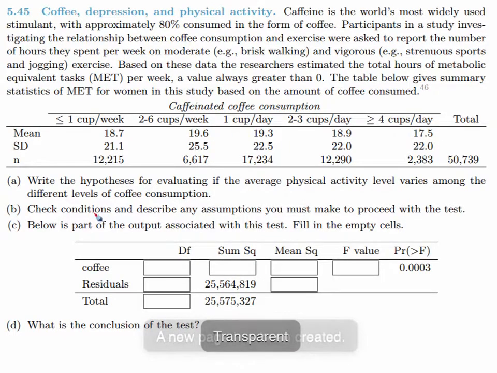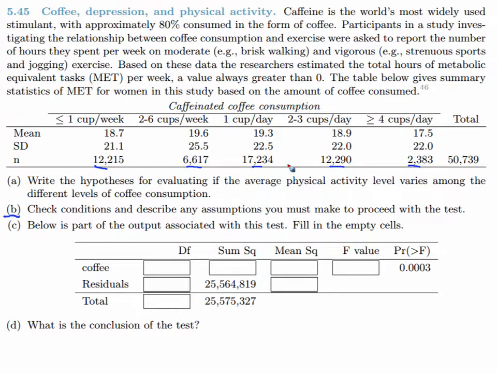It says check the conditions described and any assumptions we make to proceed with this test. Okay, so there are some assumptions that you have to take a look at for ANOVA. One is that each of the populations is approximately normally distributed. As the sample size increases, that condition becomes less and less stringent. We notice we have really good sample sizes here. They're all very large, so we're not going to have to worry about that condition too much.